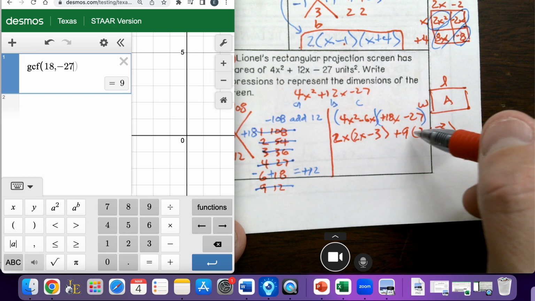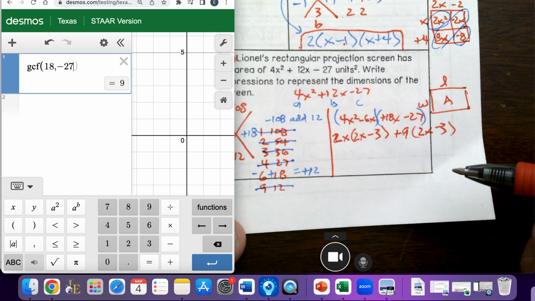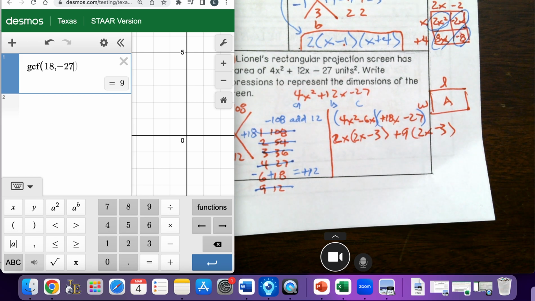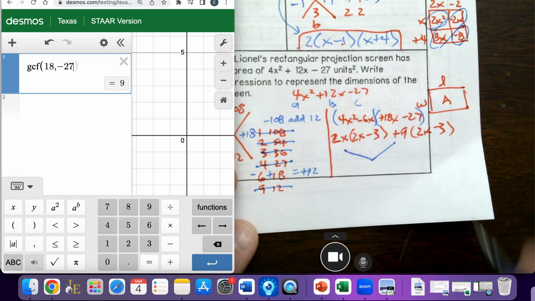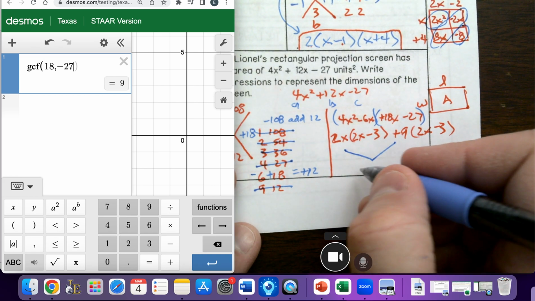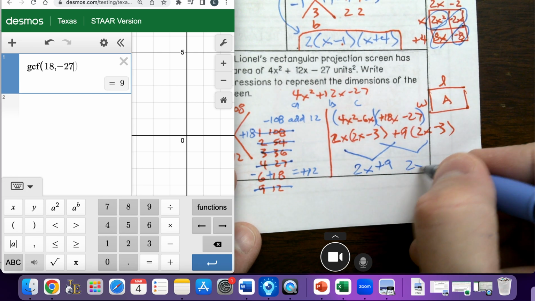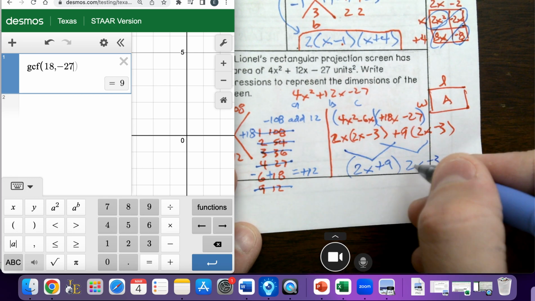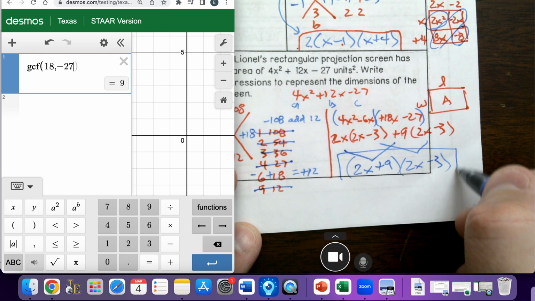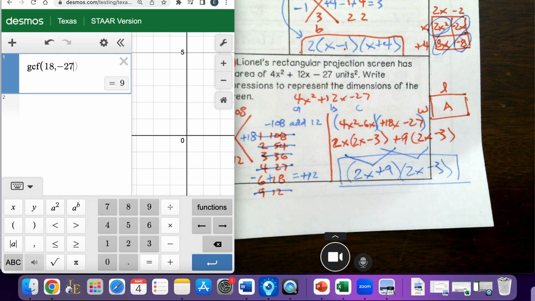I can now group together my 2x and my plus 9 as one factor. And I can group together my 2x minus 3 as another factor. And these are the factors of 4x squared plus 12x minus 27. It's a long problem, but these hard ones are the ones that if you really understand, it makes the other problems a lot easier.